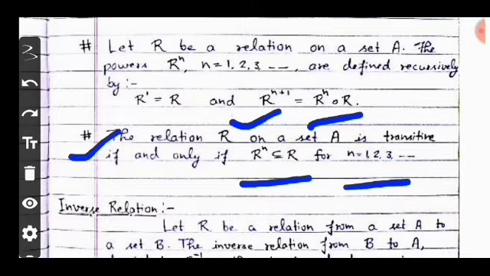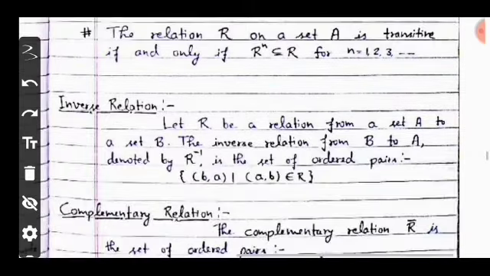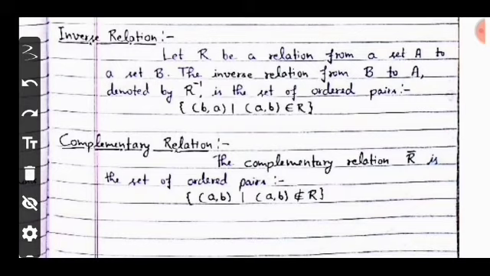Now move on, the next property is inverse relation. So inverse relation: let R be a relation from set A to set B. The relation from B to A is denoted by R inverse. It is the set of ordered pairs (b, a) such that (a, b) belongs to R.